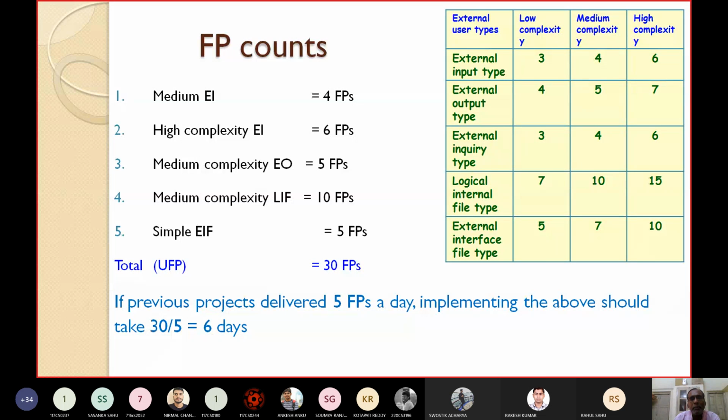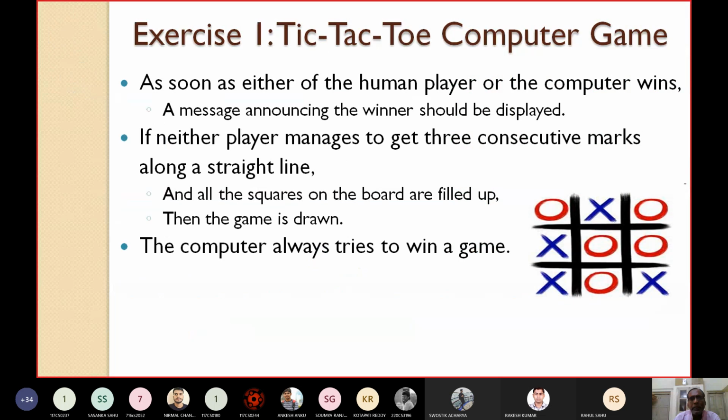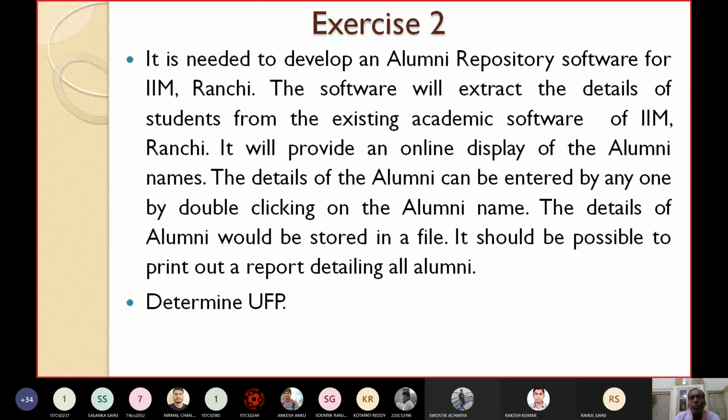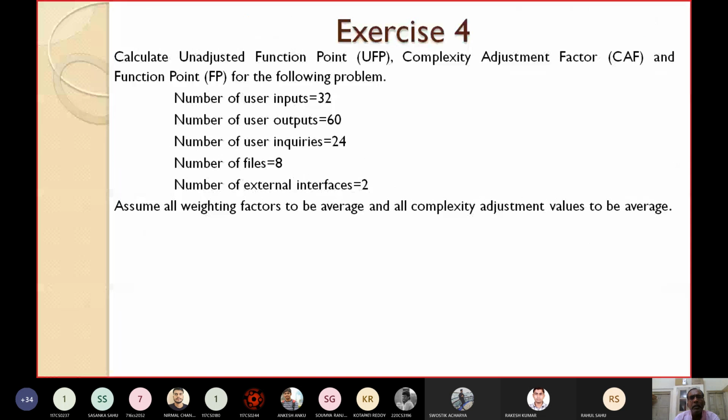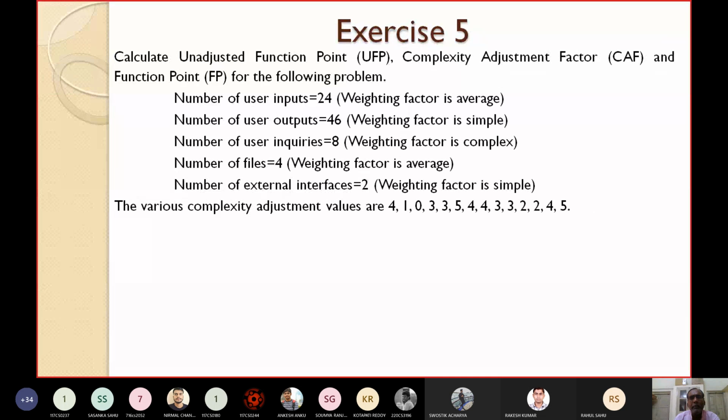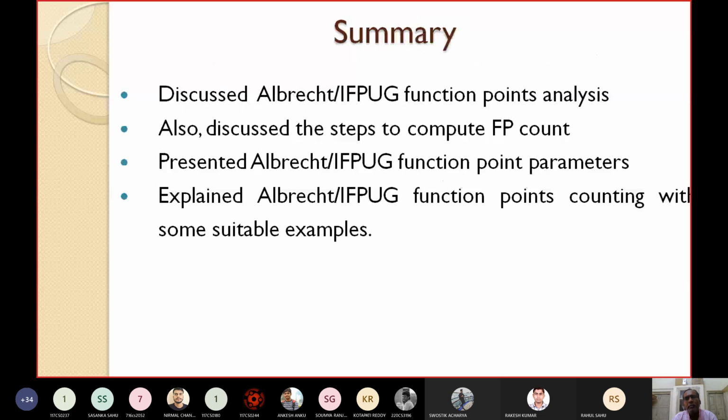You have seen many examples. You can practice them. I have given some exercises here. Like the tic-tac-toe computer game software, the specification is given. Another, an alumni repository software, the specification is given. A supermarket price scheme, a specification is given. Please find out the adjusted function points for these and submit on Monday. This is another one. So 5 exercises I have given. Please compute them and submit them on Monday.